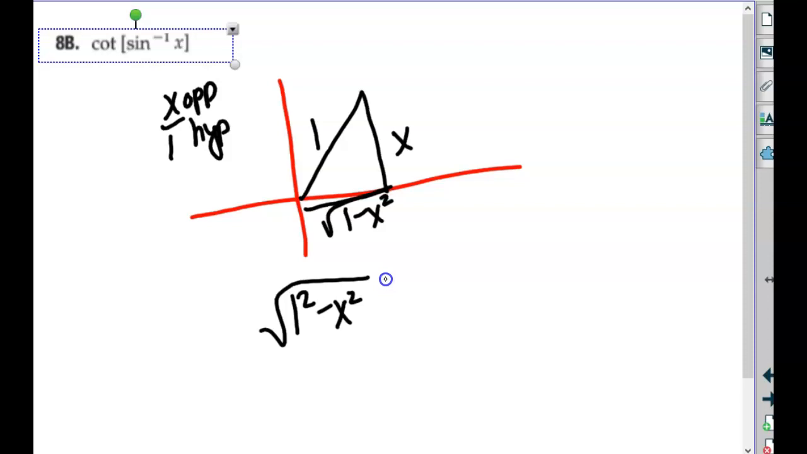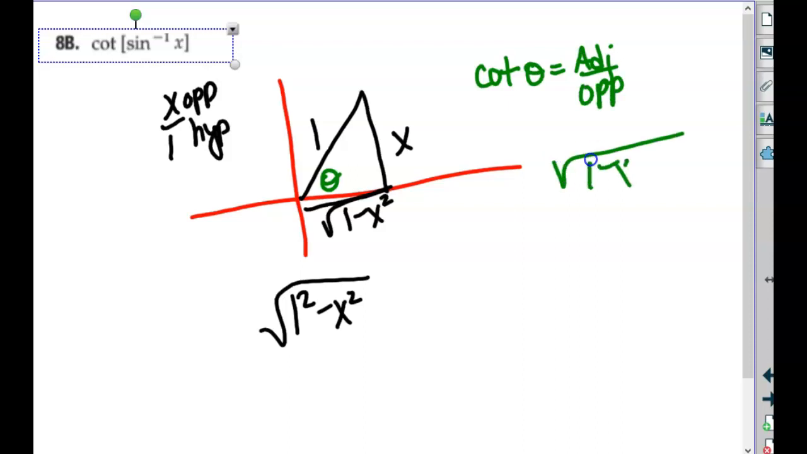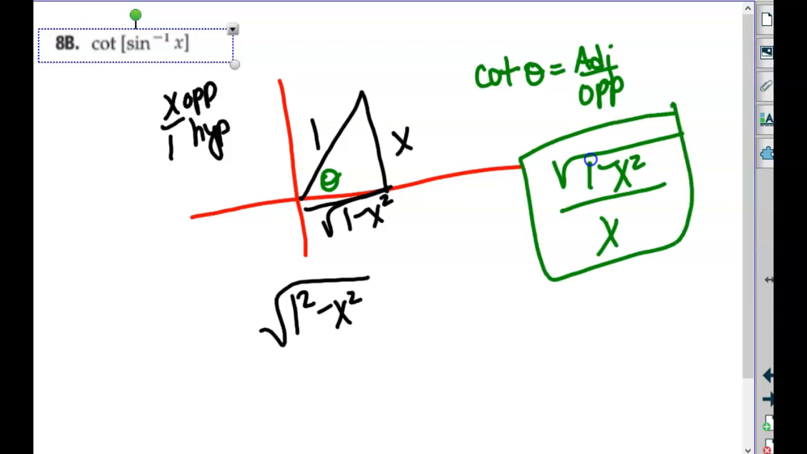Not 1 minus x, cannot square root that. And then what do they want us to state? What the cotangent of this is. Okay, so cotangent, instead of opposite over adjacent, is adjacent over opposite. So the expression we're going to get is the square root of 1 minus x squared over x. I know these are icky, but you need them for calculus, and that's just Pythagorean theorem with variables.